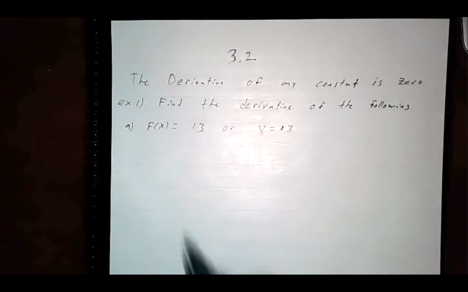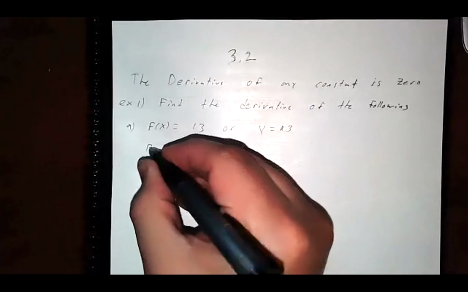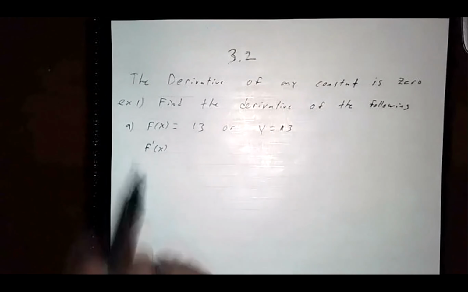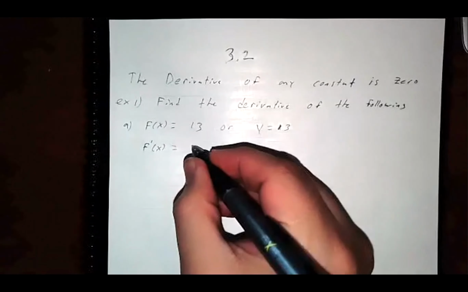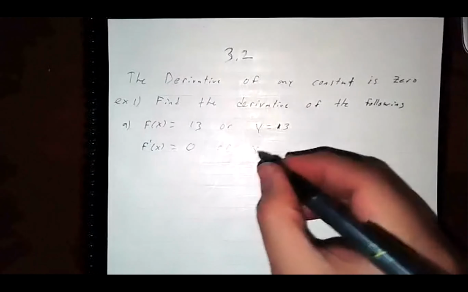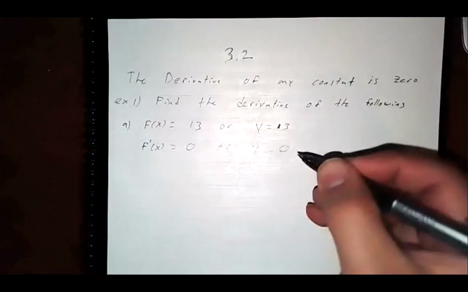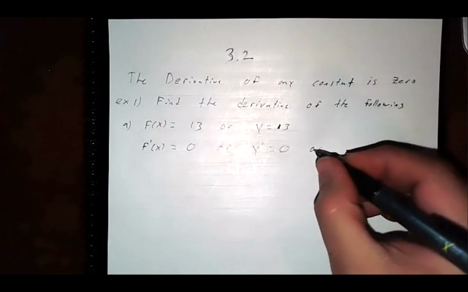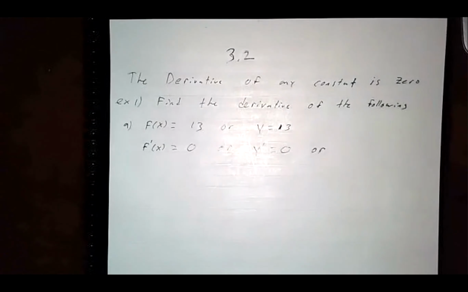So the derivative can be denoted as f prime. That will be equal to 0 because it's constant. Or you could write it as y prime, which is equal to 0. Another way you could technically write it is using the Leibniz notation. The book may use this as well.